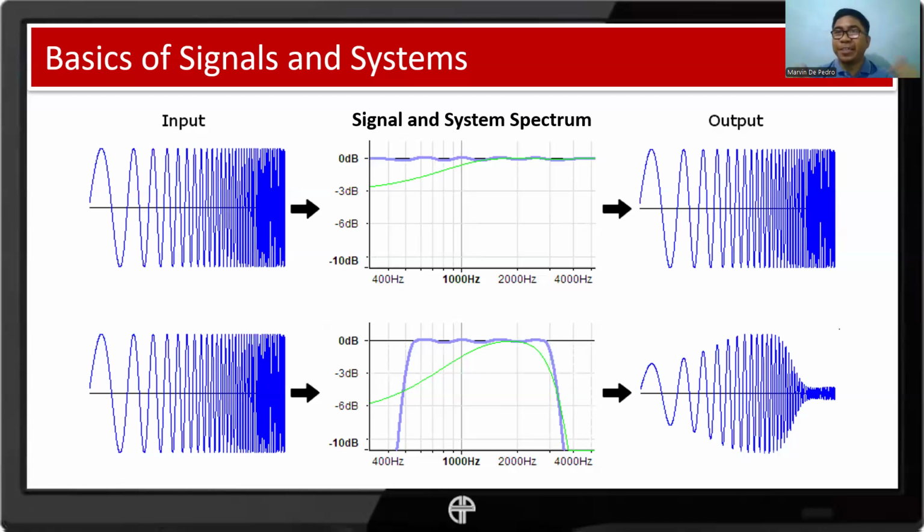Just imagine if an object goes through a tunnel that is wide enough, then it will go out in the same way, as is. Nothing will change in that object. But in our second example here, we have the same input, but this time our system spectrum is different. So it only accommodates this portion.